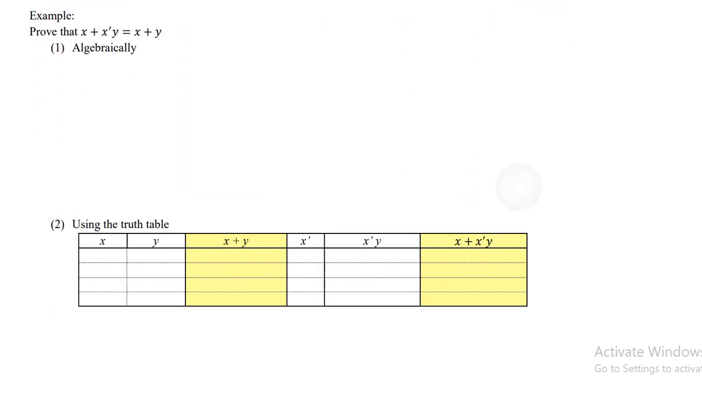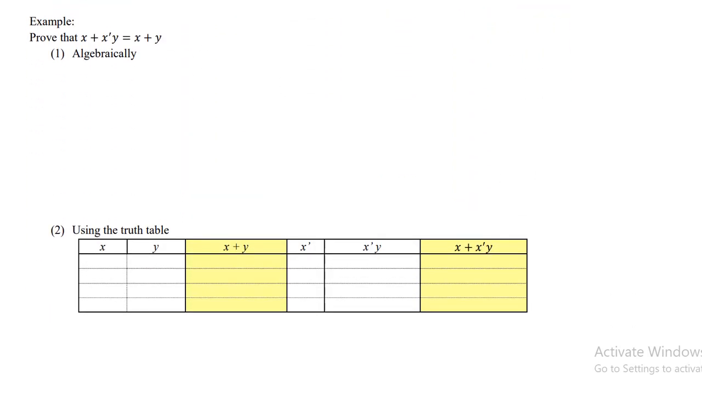Okay, let's see this example here. We need to prove that x plus x not y is the same as x plus y. Algebraically, that means using those properties of Boolean algebra. Okay, so we start with the left hand side, and I hope you have those flashcards next to you. And let's see, what can we do? So I'm going to just rewrite it so we understand better, similar to the properties. All that I did here is rewrite it.